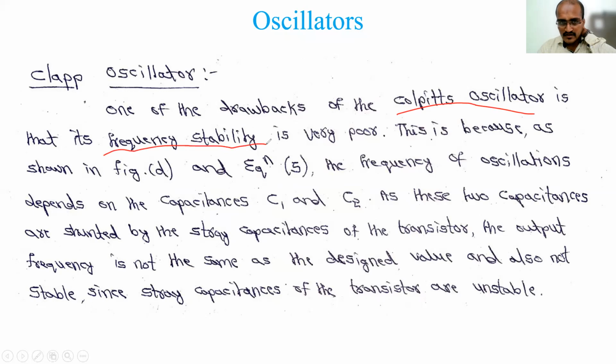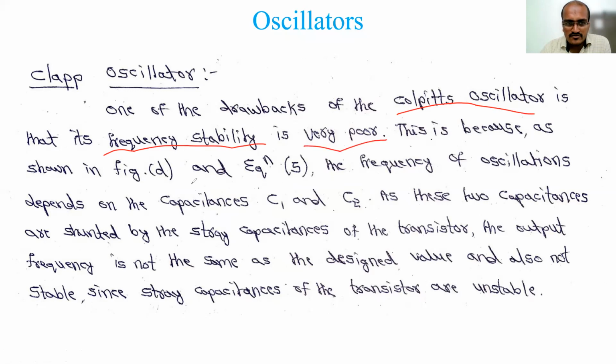While triggering this Colpitts oscillator circuit, suddenly you will not get the waveform. When you are tuning it, suddenly the waveform will go, because it is very sensitive and there are various factors that will affect it. But anyhow don't worry, the output will come. So frequency stability is very poor in the case of the Colpitts oscillator.